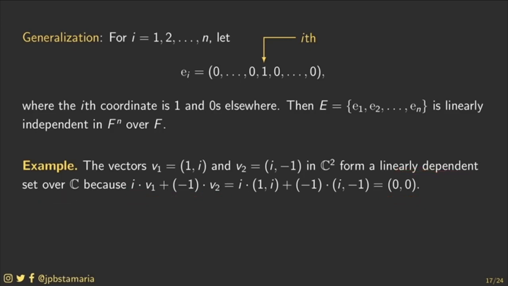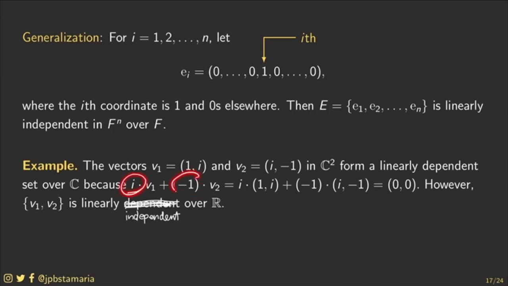But look at this. Using the same set of vectors, but changing the scalars to something else, let's say R. This set is now linearly independent. I'm so sorry, there's a correction once again. This time, this set is linearly independent over R. What do you mean by over R? Now, the scalars that are allowed to be multiplied to v1 and v2 are just real numbers. So we just force these to be real numbers.